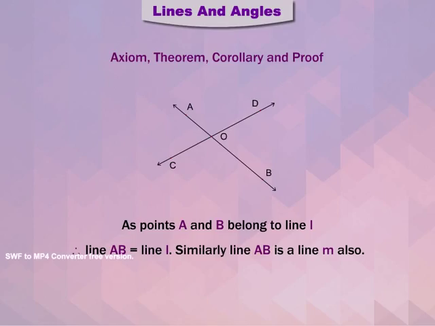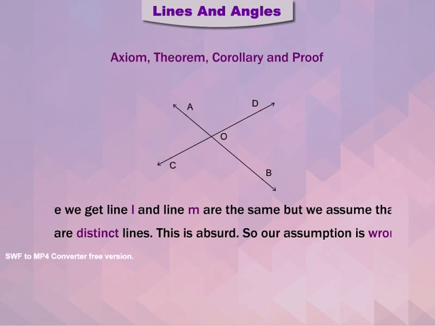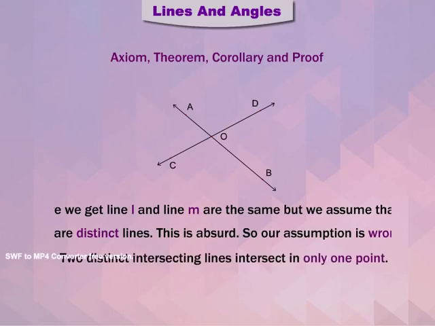As points A and B belong to line L, therefore line AB is equal to line L. Similarly, line AB is line M also. Here we get line L and line M are the same, but we assumed that they are distinct lines. This is absurd, so our assumption is wrong. Therefore, two distinct intersecting lines intersect in only one point.